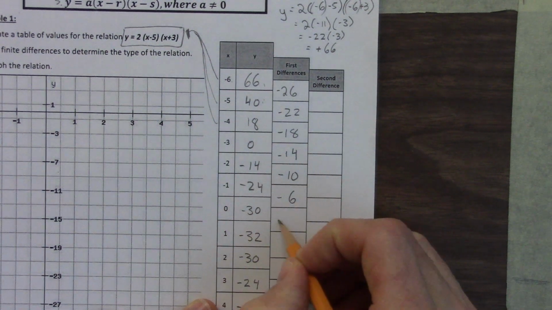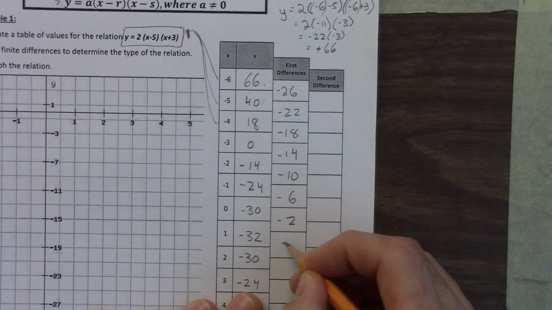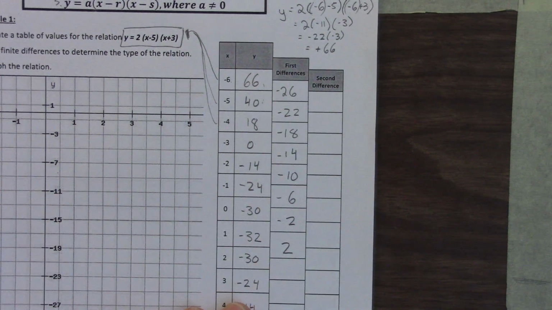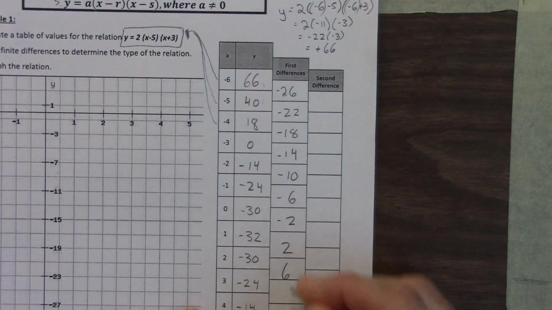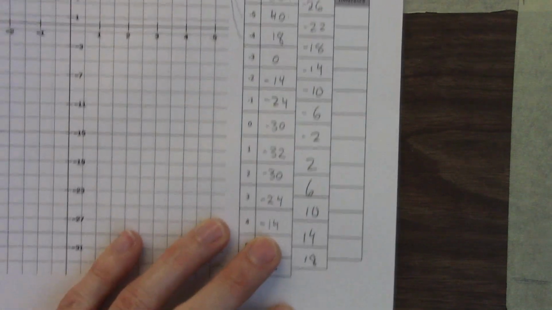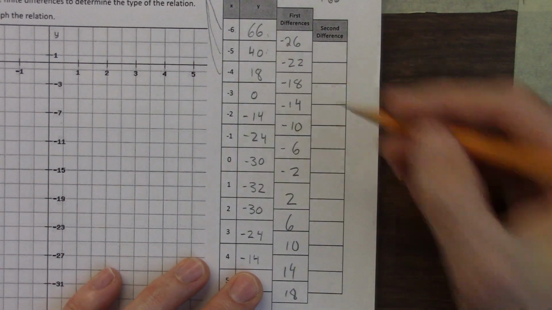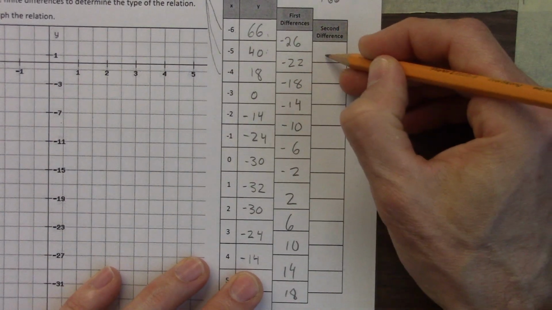Okay, negative 32, this is negative 2. Negative 32 plus 32 is positive 2. This would be positive 6, 10, 14, and 18. Okay? And now I'm going to subtract these two to get my second differences.